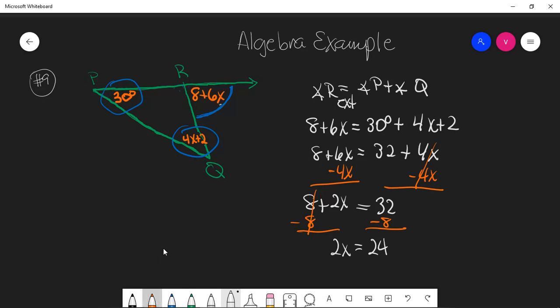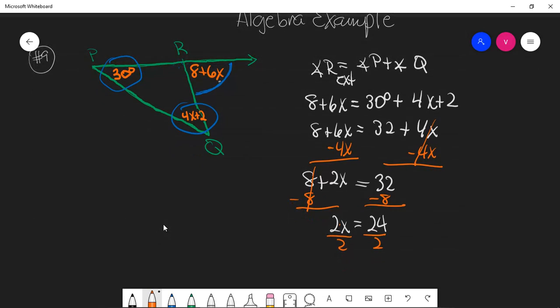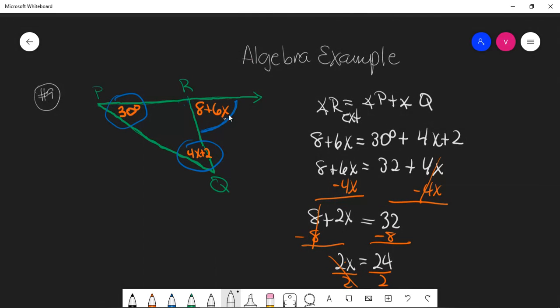And then the opposite of 2 times x is dividing by 2 on both sides. So these two cancel out, and then you get x equals 12. Done. So don't make this difficult.